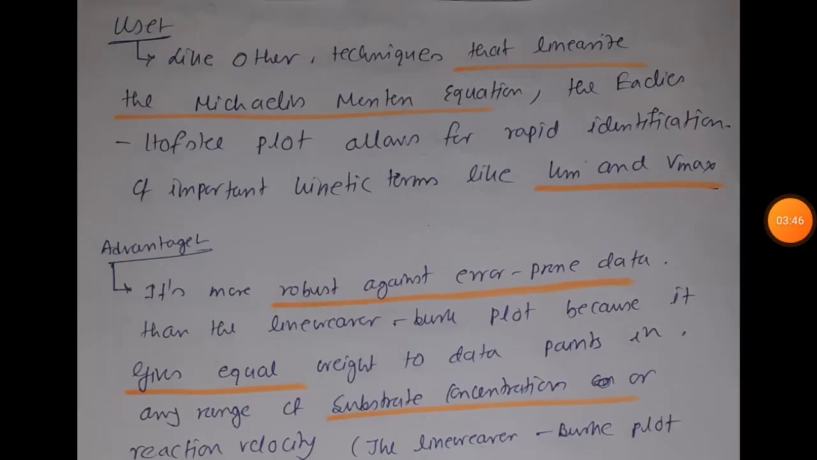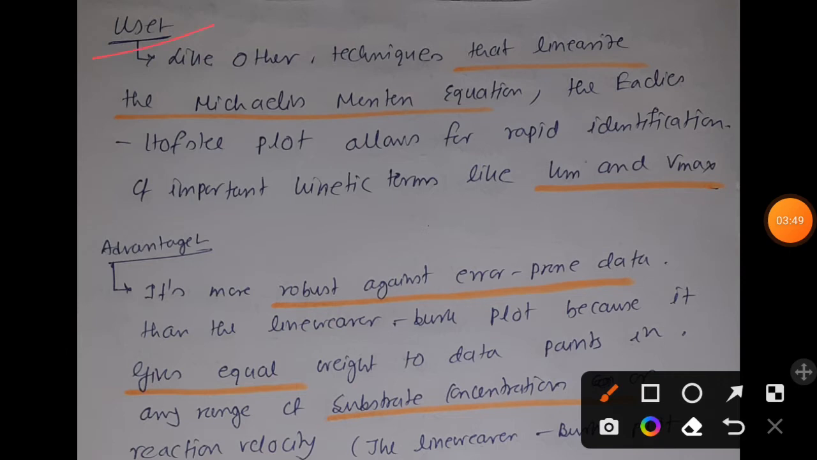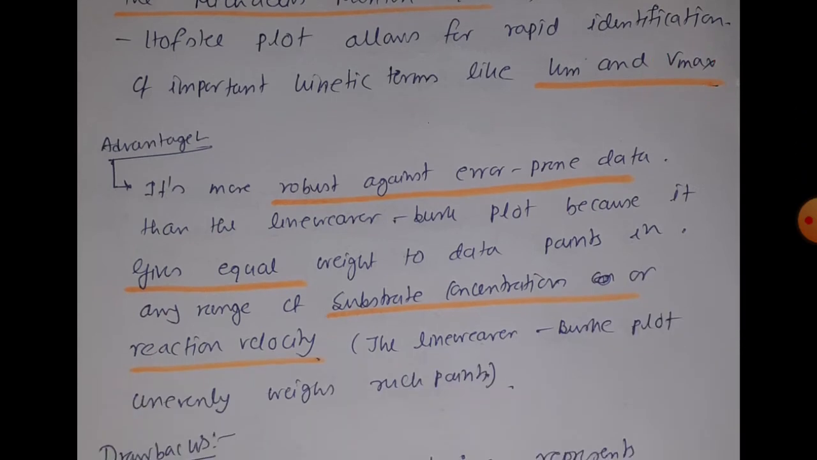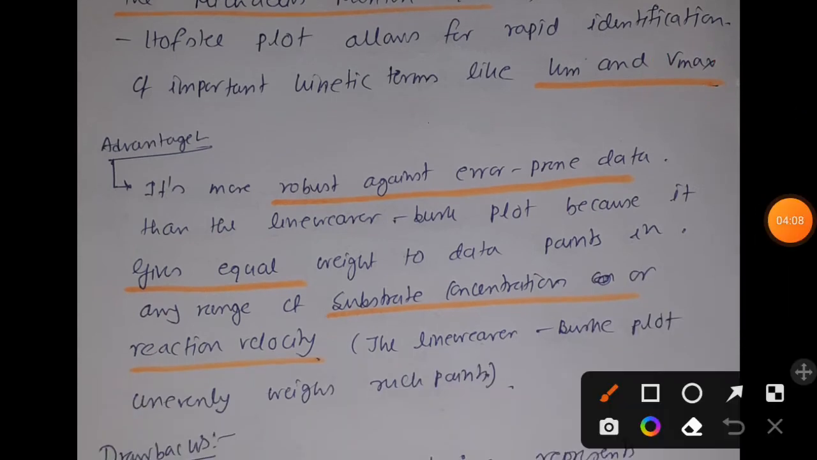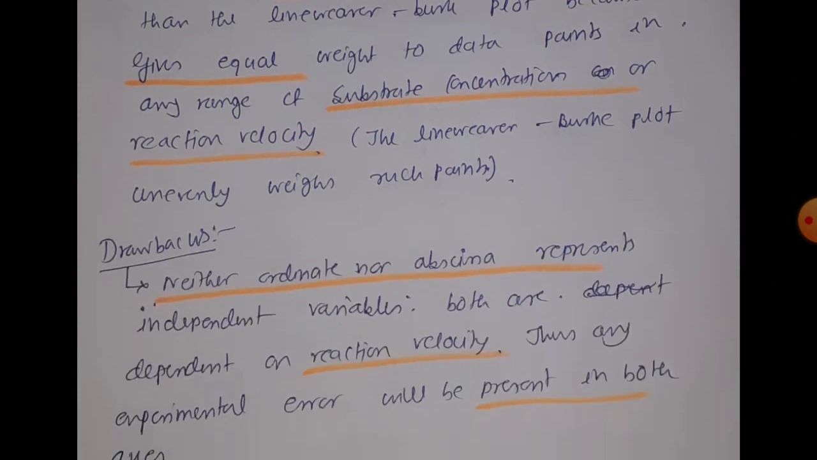Now let's see the use of the Eadie-Hofstee plot. Like other techniques such as the Lineweaver-Burk plot, the Eadie-Hofstee plot allows us to find some important kinetic terms rapidly, for example Km and Vmax. The advantage is that it is more robust against error-prone data than the Lineweaver-Burk plot. Why? Because it gives equal weight to data points in any range of substrate concentration or reaction velocity. On the other hand, the Lineweaver-Burk plot unevenly weighs such points. So you can remember this.